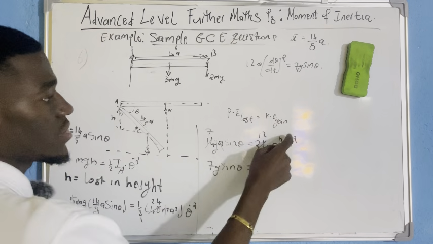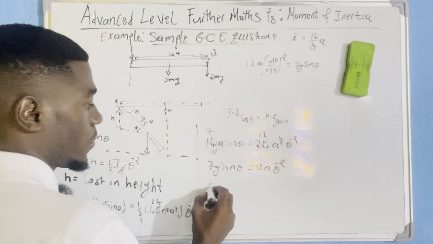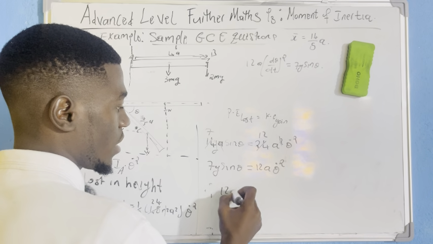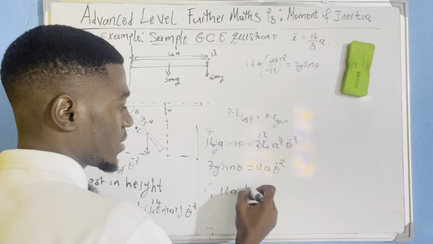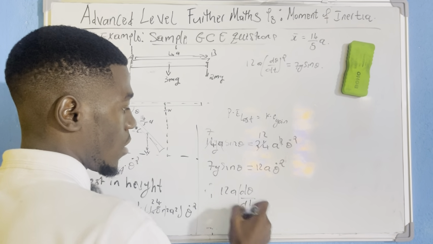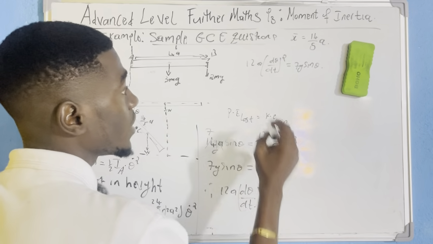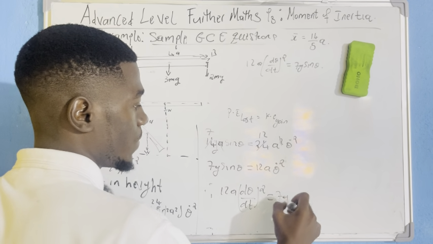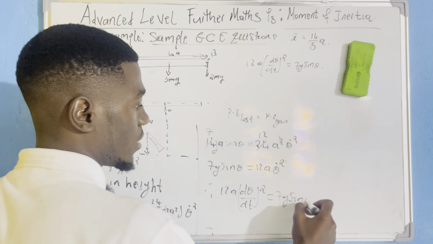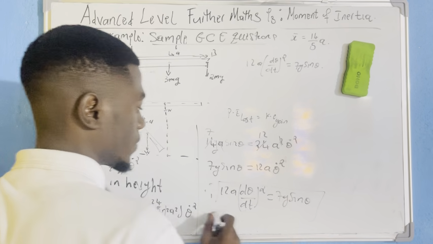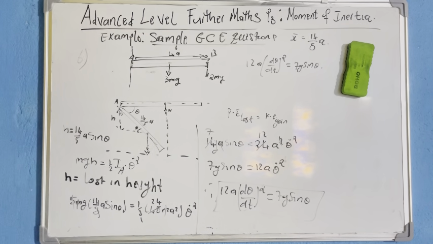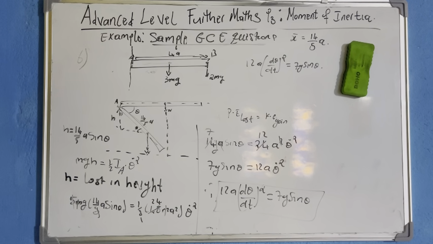Remember that this a cancels here 1 time. So therefore, let me write it. 12a theta dot square, which is the same as d theta over dt all squared, should be simply equal to 7g sine theta. So that is the proof, as simple as that. You see that there is nothing there, students. There is nothing to fear there. And it was 5 marks.